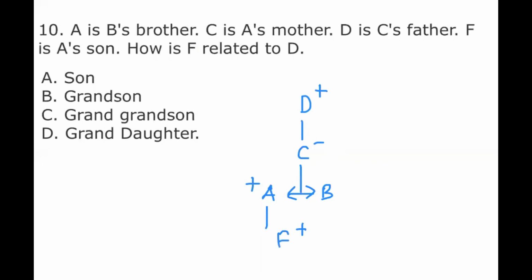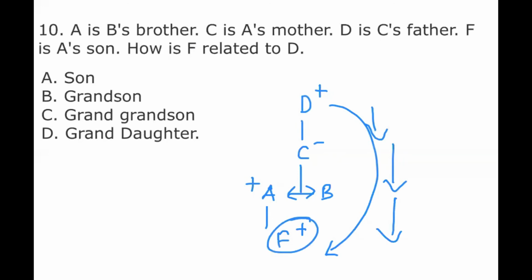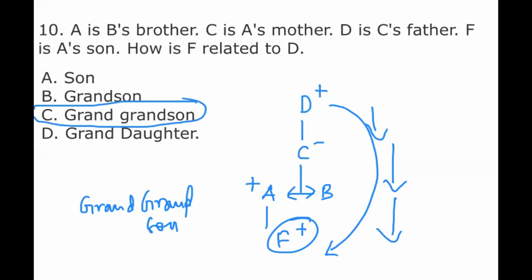And how is F related to D? So we are moving step 1, son, daughter, one more step, one more step. We are moving 3 steps. That means because F is positive here, he'll be grandson, right? Which is C option. So my C option is the right answer.